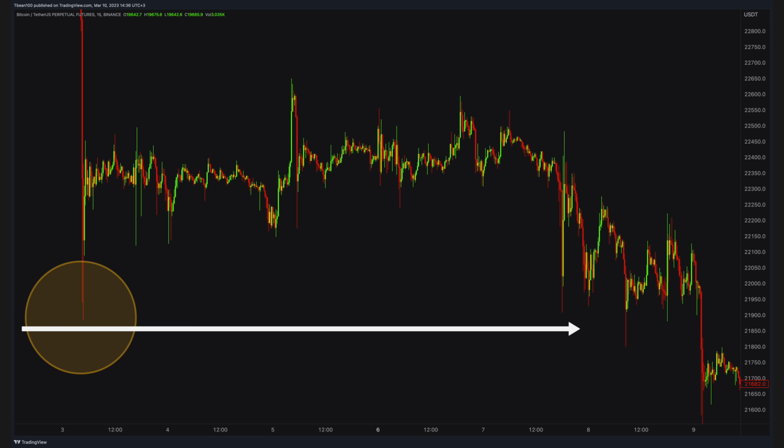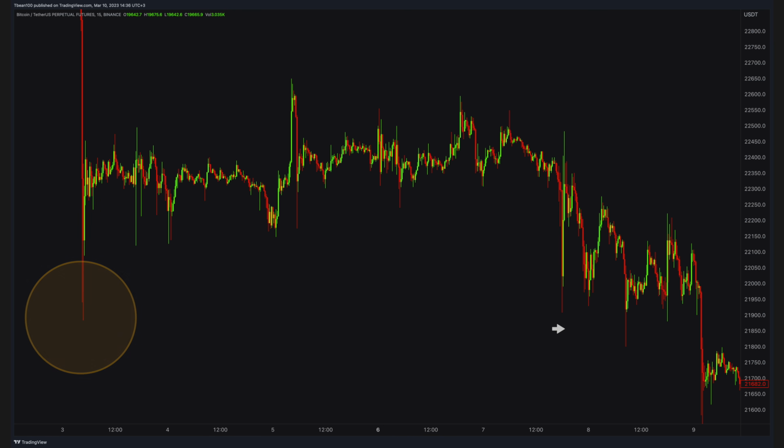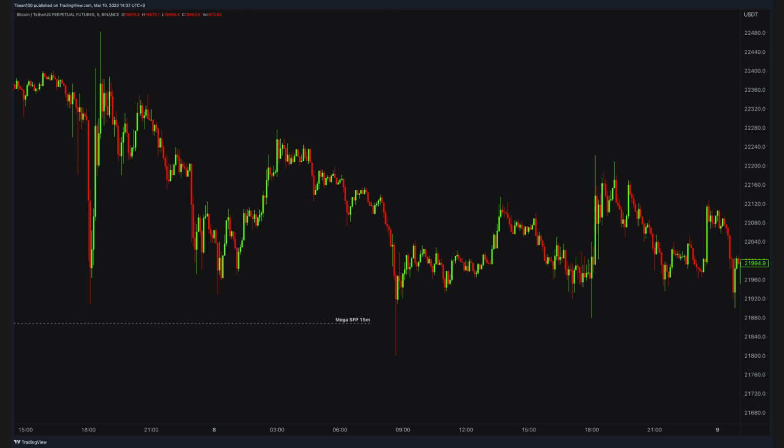Now, if it is too close, I need it to be hunted before I take action against it. With the swing failure pattern in 15 minutes, this low is now taken out. We can now switch to the 15-minute charts. Let's see what is happening here. Not only that mega SFP, it also takes these relatively equal lows and creates another internal SFP.